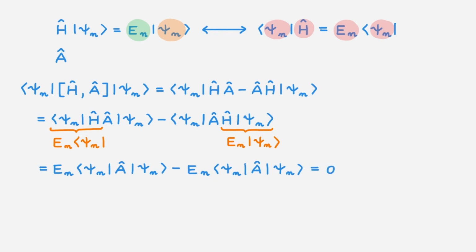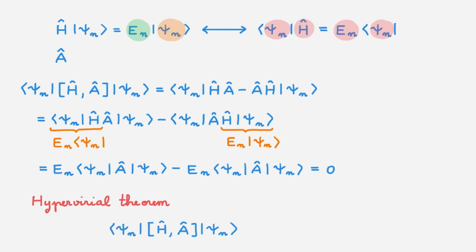We have arrived at an important relation called the Hypervirial theorem. It states that the expectation value of the commutator of the Hamiltonian with any operator A is equal to 0. And remember that the expectation value is taken with respect to an energy eigenstate of the system. Without specifying what this operator A is, we get this very general result, which as written is not that useful. What we'll do today is to use the Hypervirial theorem to derive the Virial theorem, and to do so we'll make a specific choice for this operator A.